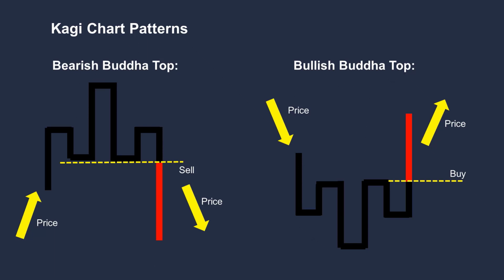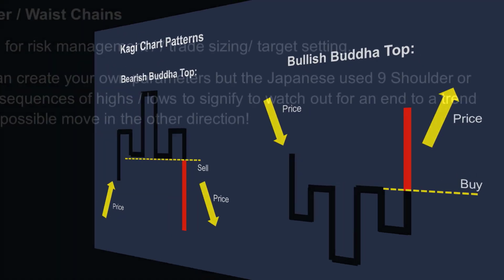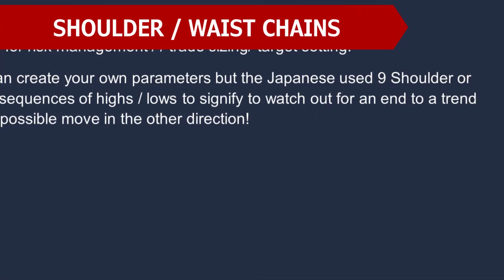Now that is the perfect example. There are variants of it, it doesn't have to be that perfect, and sometimes they're quite hard to spot, but again, a useful reversal pattern to look out for. I would use it in conjunction with other indicators on top of that to confirm the reversal in the price. And finally, we've got what I call the shoulder waist chain setup.